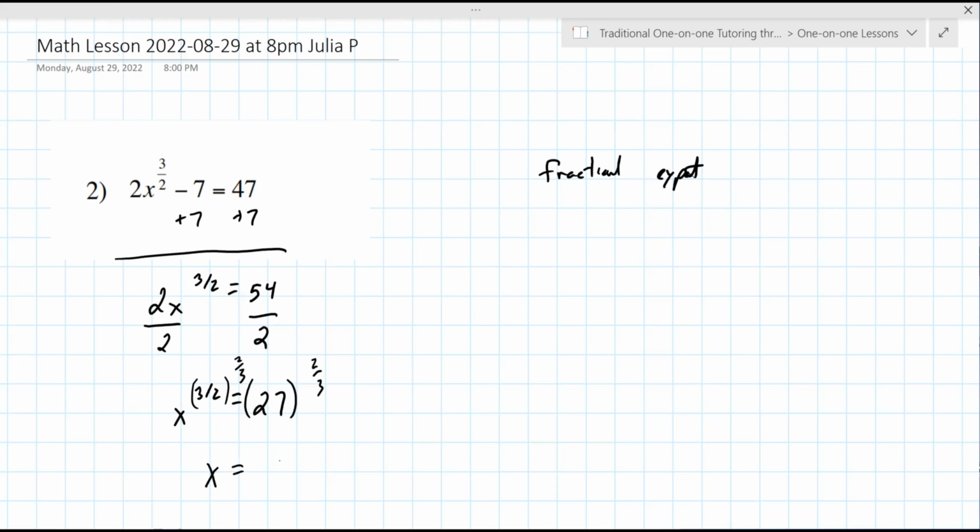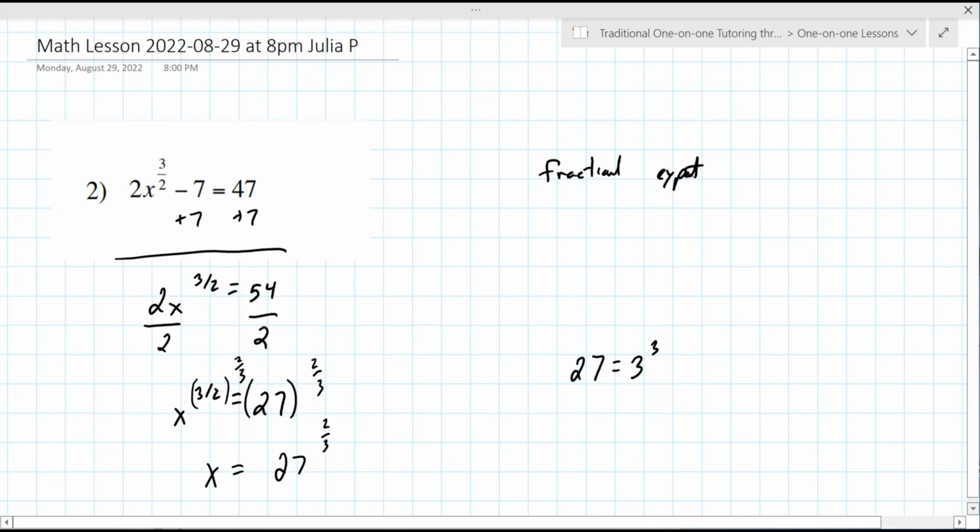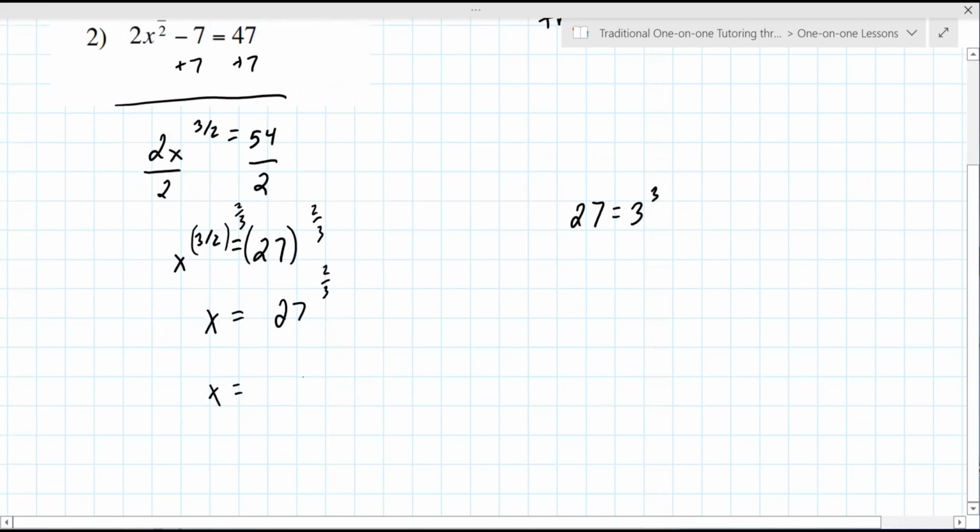So this is x equals 27 to the 2/3 power, and you have to recognize, oh, 27 is really 3 to the power of 3. So that means that this is 3 to the power of 3 to the 2/3 power. When you have an exponent to an exponent, you multiply. So you're going to multiply 3 times 2/3. That ends up being 2. The 3's cancel. So x equals 3 squared, which equals 9.